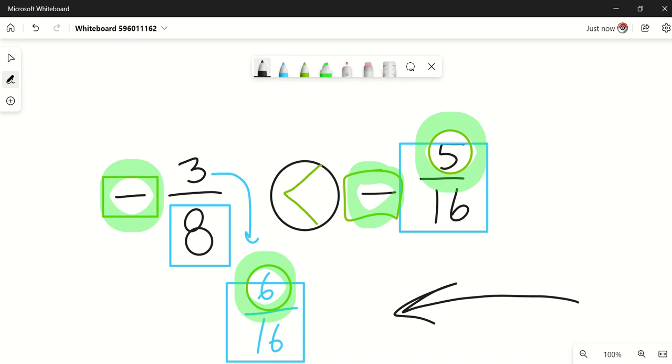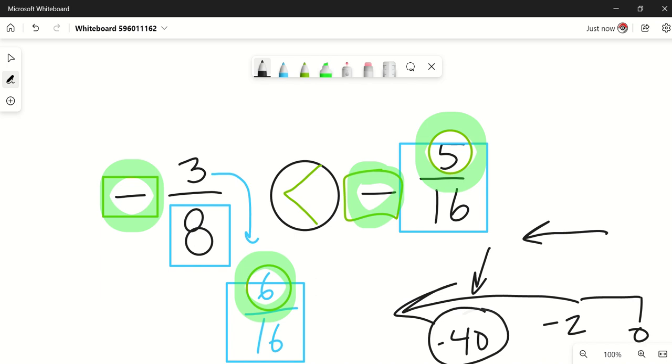Say it was negative 40 versus negative 2. Yes, 40 is bigger than 2, but since they're both negative, this is further away from 0 on the left, where 0 would be over here. Would you rather owe somebody $40, or would you rather owe them just $2? Negative 2 is bigger than negative 40 in this case. And the same thing will apply here with these fractions.